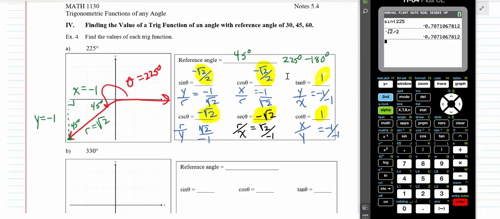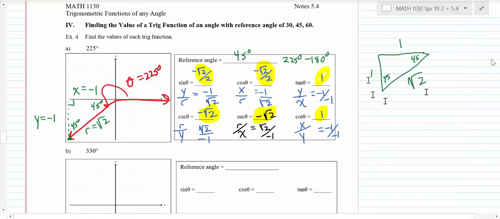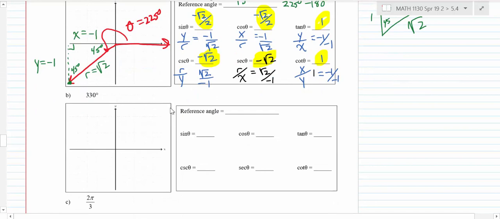So the key thing on this is to find your reference angle and apply this triangle. All these problems I'm giving you are going to have reference angles that are 45, 30, or 60, so they go along with the special triangles. Okay, next problem goes like this.